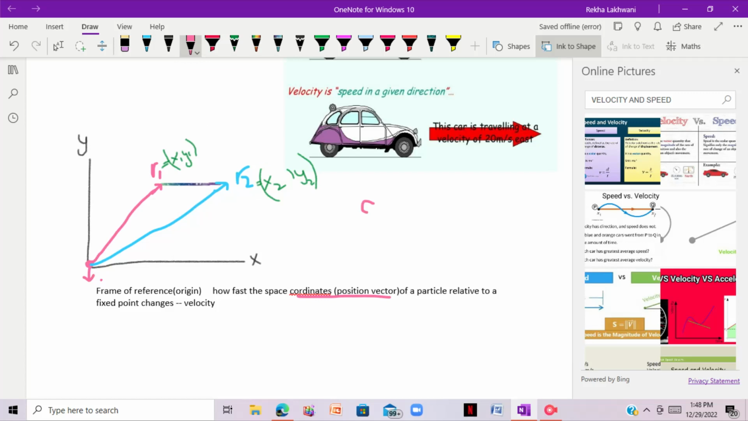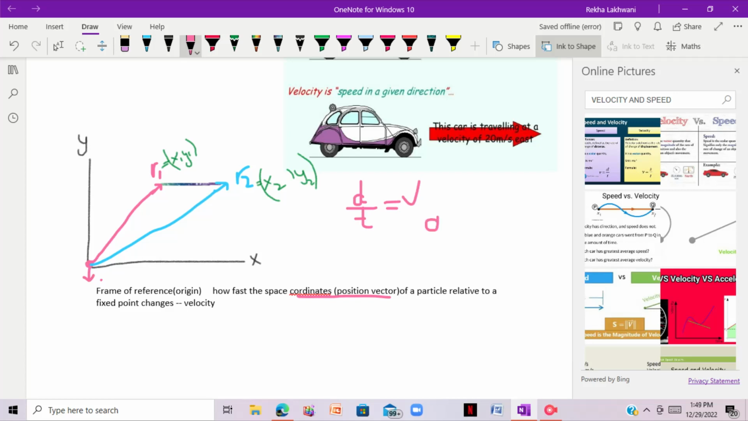Now, what is the difference between them? As you can see in this given diagram, here we have a nice diagram. Speed is simply how fast you are traveling. The car is traveling at a speed of 20 meters per second. It is not relative to its direction. Here we see distance, right?